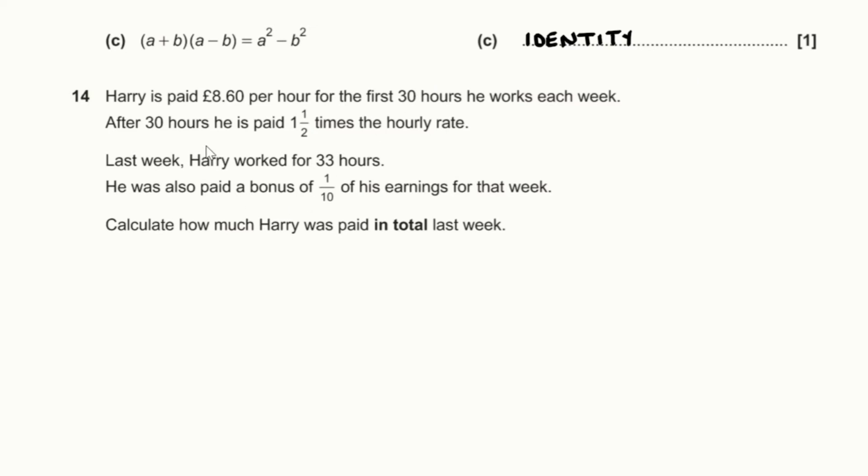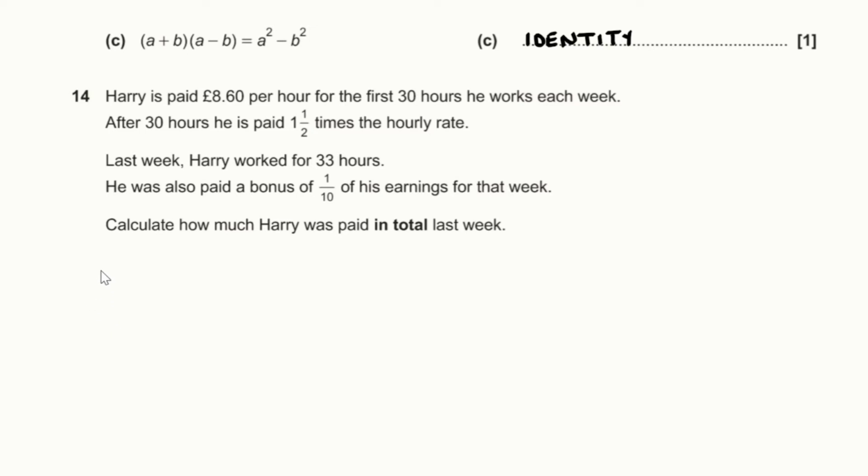Question number 14. Harry is paid £8.60 per hour for the first 30 hours he works each week. After 30 hours he is paid 1.5 times the hourly rate. Last week Harry worked for 33 hours. He was also paid a bonus of 1/10 of his earnings for that week. We have to calculate how much Harry was paid in total last week. Well, we've got here him working for 33 hours, and 30 of those hours are standard hours.